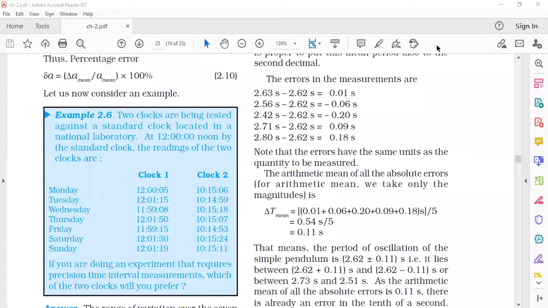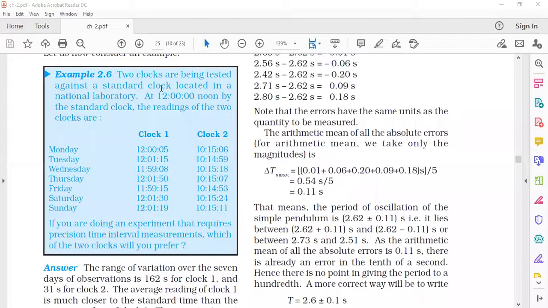Good morning, students. I will be starting with 2.6 numerical. This being a combined class, the batches have been clubbed. The 2.6 numerical I will read. Two clocks are being tested against a standard clock located in the National Laboratory.